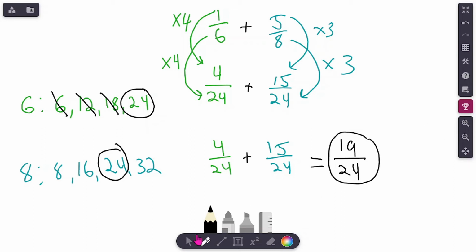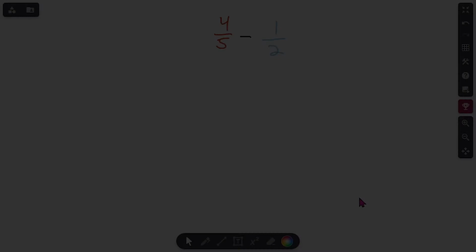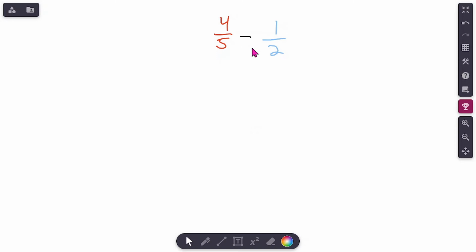Let's do it. Let's do a subtraction problem. Subtraction problem on the screen. We've got 4/5 minus 1/2. And remember, once you know how to add fractions with unlike denominators, you know how to subtract them. It's literally the same exact thing. The only thing that's different is what the operation is. Instead of adding, we're now going to subtract.